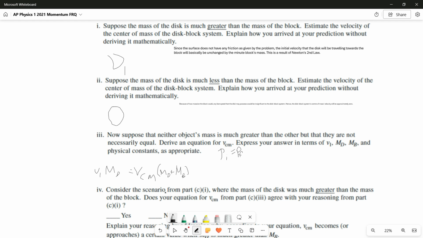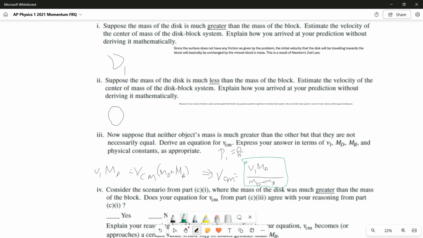All right, now that we have that, all we really need to do is isolate for the velocity of the center of mass. We get that the initial velocity of the disk multiplied by its mass, divided by its mass plus the mass of the block, is the expression we want for the velocity of the center of mass. And it turns out that if you forgot everything about momentum, which is very tragic and you should review, you can actually still do this problem.